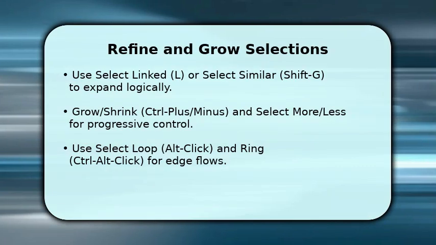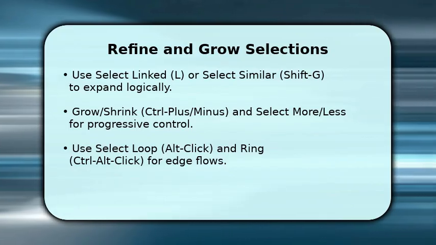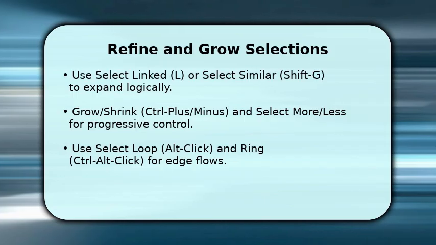Next, refine what you grabbed by expanding or contracting selections intelligently. You can select linked (L) to capture connected islands, or select similar (Shift-G) to match by attributes like area or normal. Use grow and shrink, Ctrl+/-, or select more/less to nudge the set gradually.